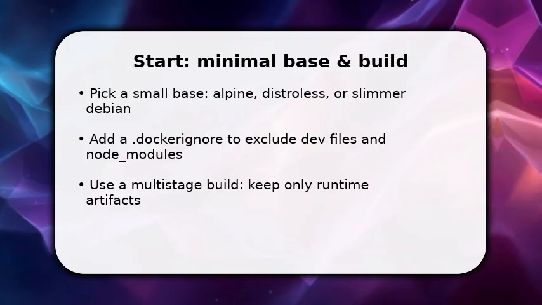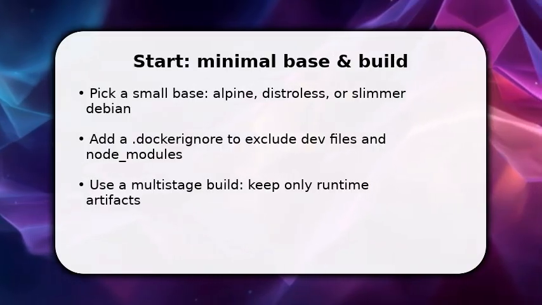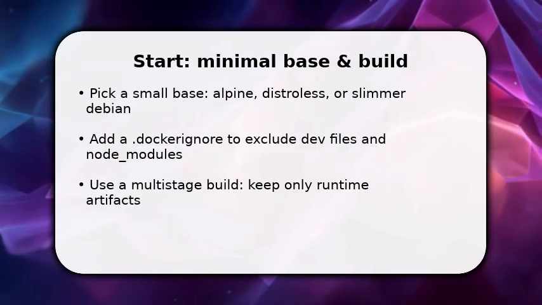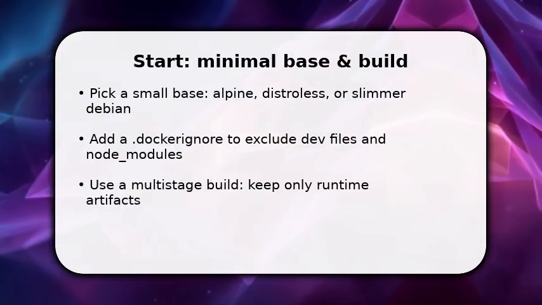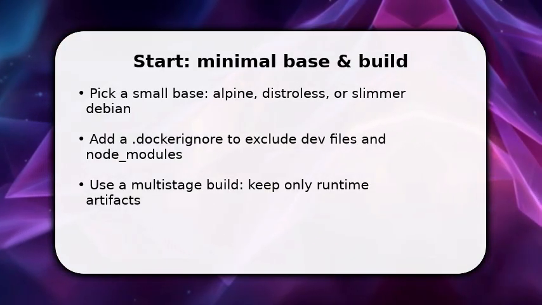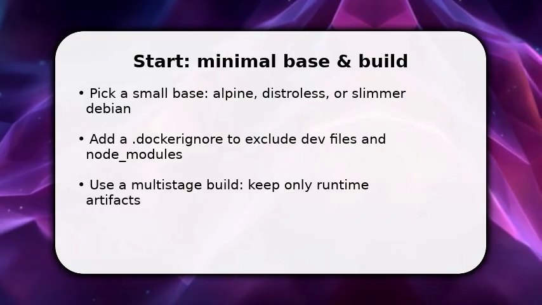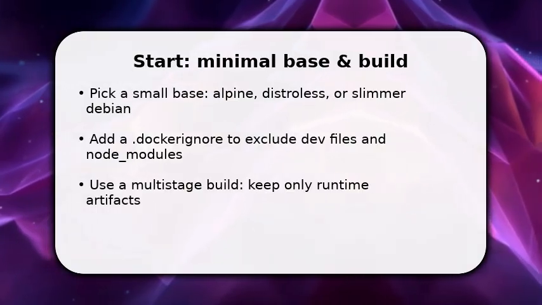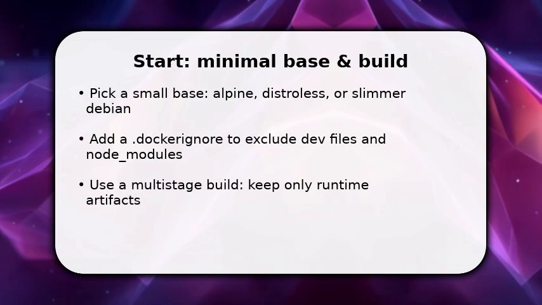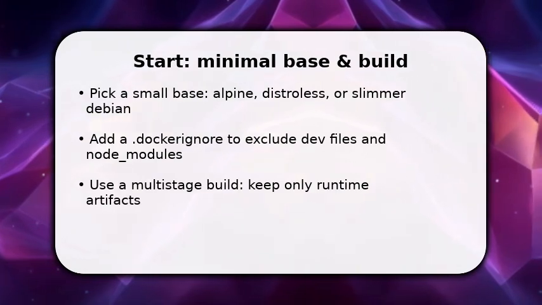Start a multi-stage Docker file, run compiles and installs in a builder stage, then copy only the final binaries into the runtime stage. Make sure to remove build tools and caches inside the builder. This prevents temporary files from inflating layers. By doing this first, you reduce the bulk early and set up for layer-level optimizations.